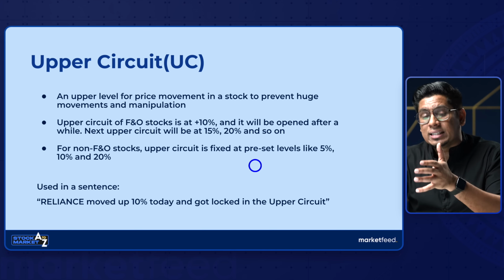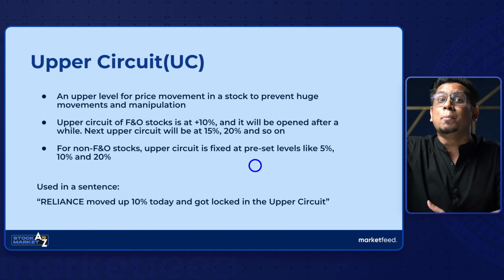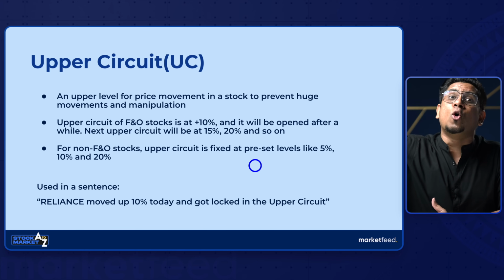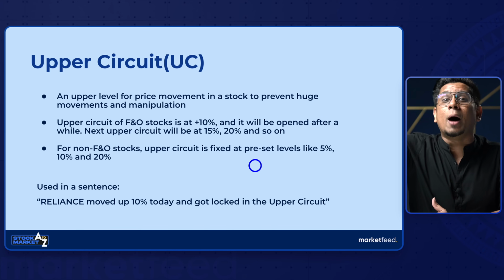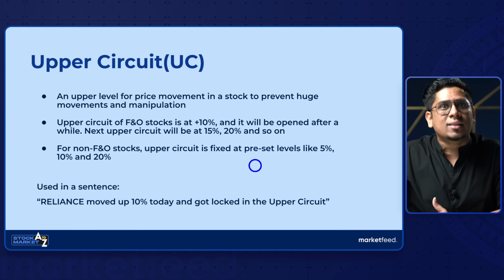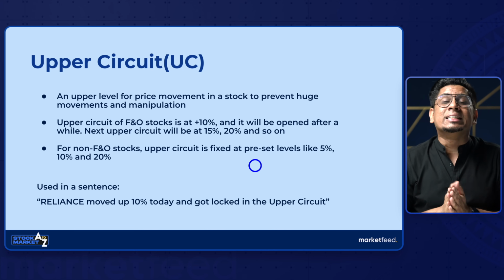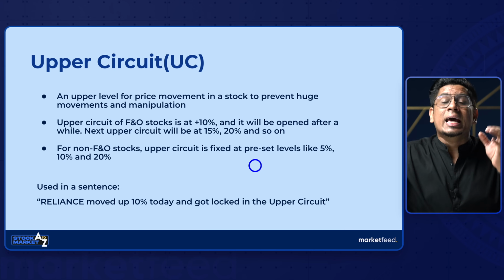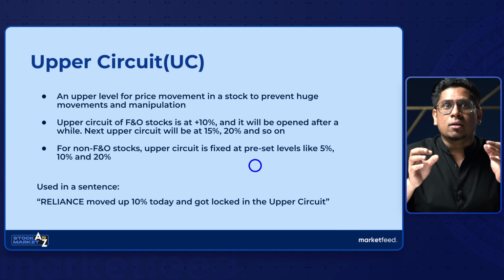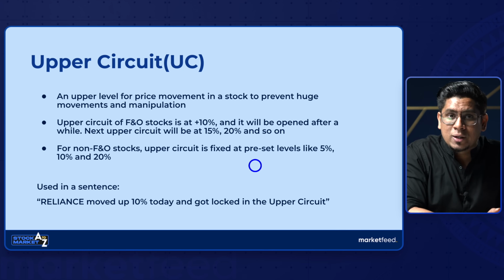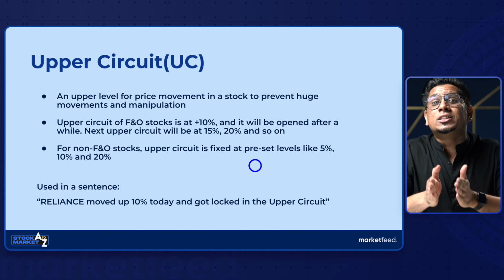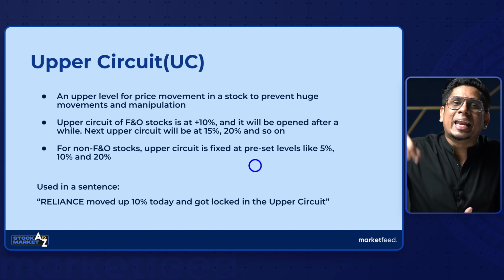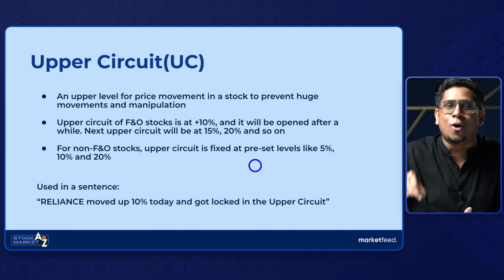For another certain set of stocks, the upper circuit can be 10%. Such stocks can move up only 10%. It cannot move up further from there. And for another certain set of stocks, the upper circuit is set at 20%. Now the limit, which is 5 or 10 or 20, is decided by the NSE, and to understand which stocks have 5%, which stocks have 10%, and which stocks have 20% upper circuit, you can again check the link in the description down below, right?